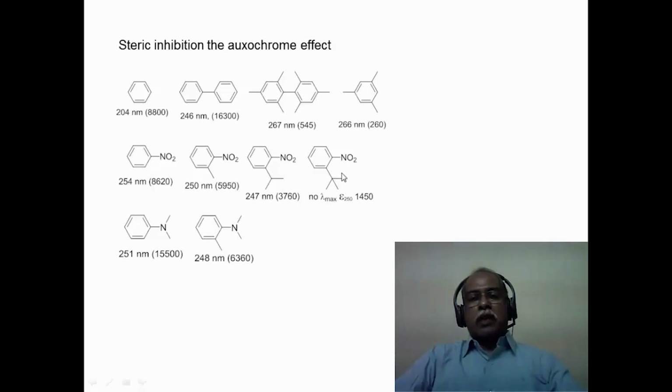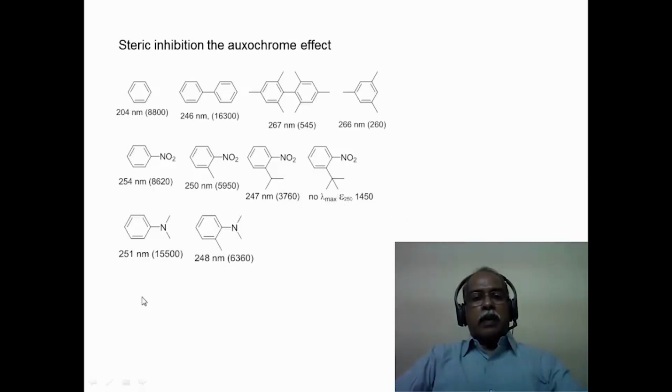When you have a tertiary butyl group, finally, it is not even seen as a lambda max. It appears as a shoulder in the 200 nanometer band. And the epsilon value considerably decreases from 3660 to 1450 or so at the 250 nanometer range of this particular spectrum.